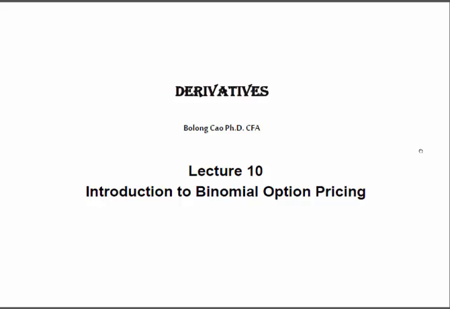In lecture 10, we will have this introduction to binomial option pricing. This is one of the two option pricing methods that we are going to see. The other one is the Black-Scholes formula, and we will look at it later on in this course.